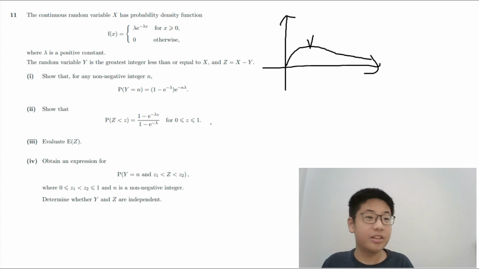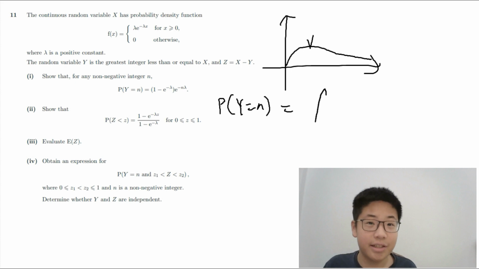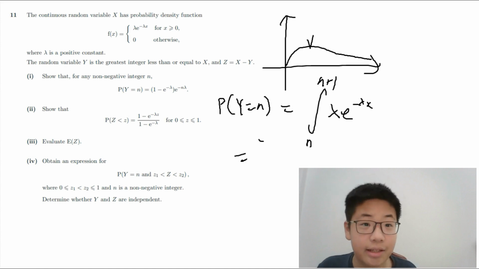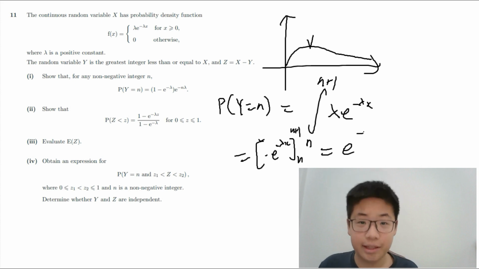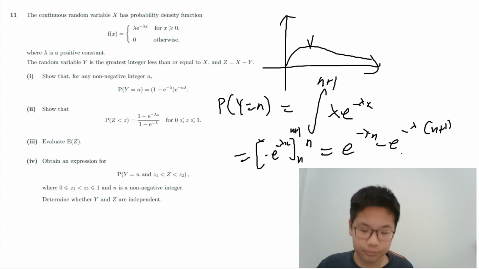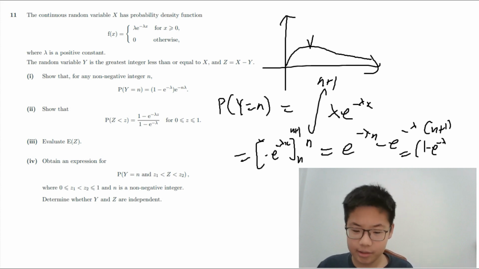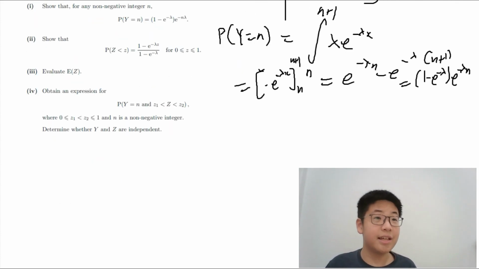So show that for any non-negative integer n, P(Y = n) is the integration of lambda e^(-lambda x) from n to n+1, and then you get minus e^(-lambda x) between n and n+1, which equals e^(-lambda n) minus e^(-lambda (n+1)), which equals e^(-lambda n)(1 - e^(-lambda)). There, we are done. So show this.